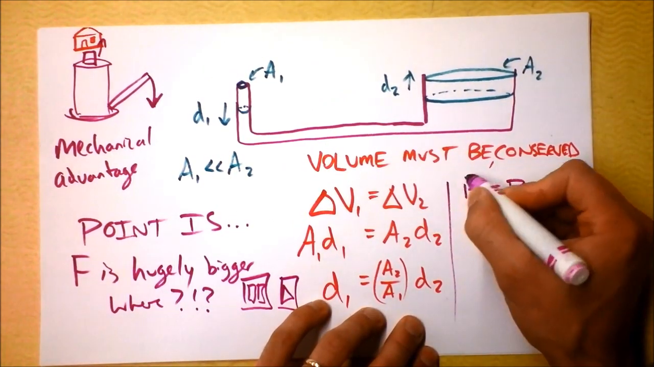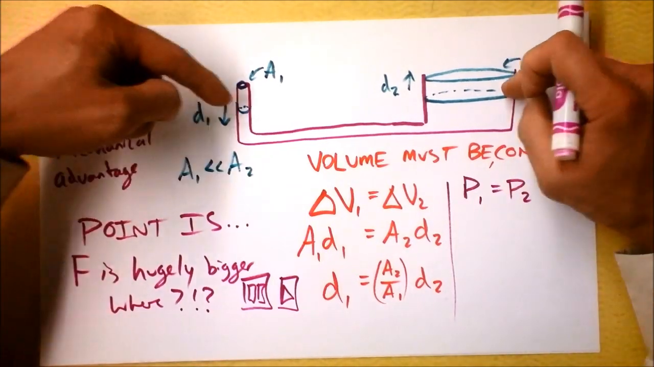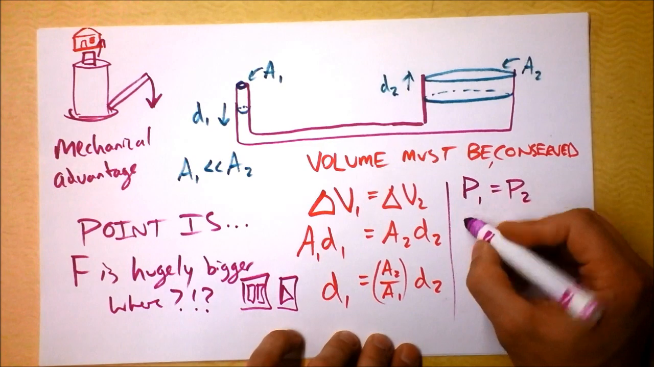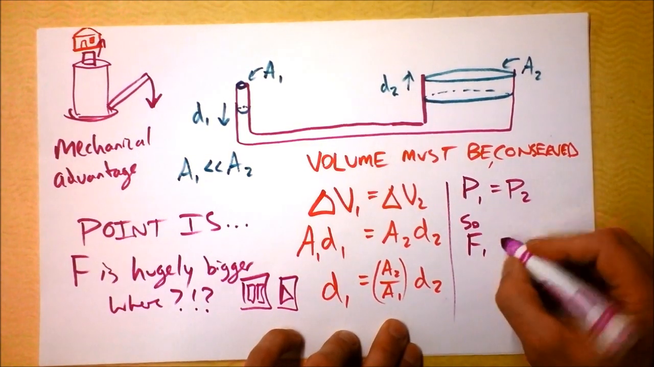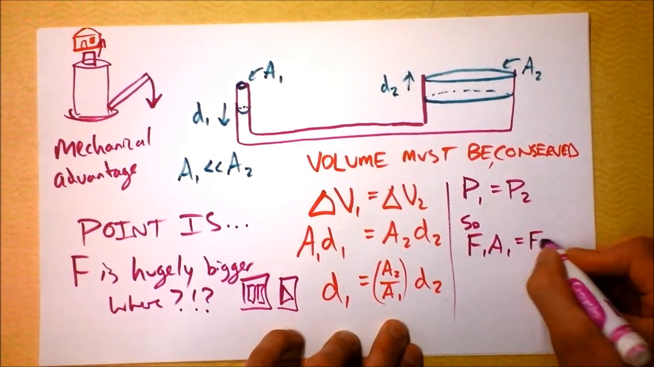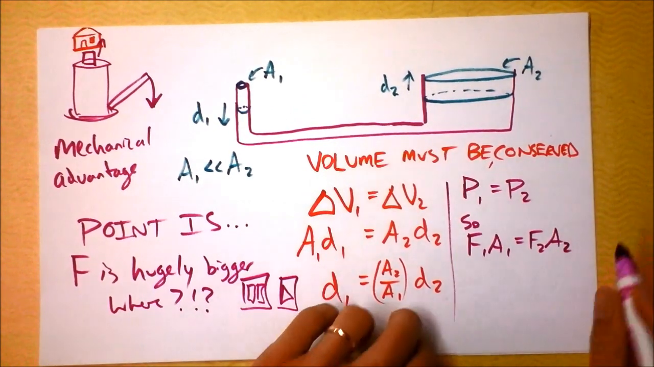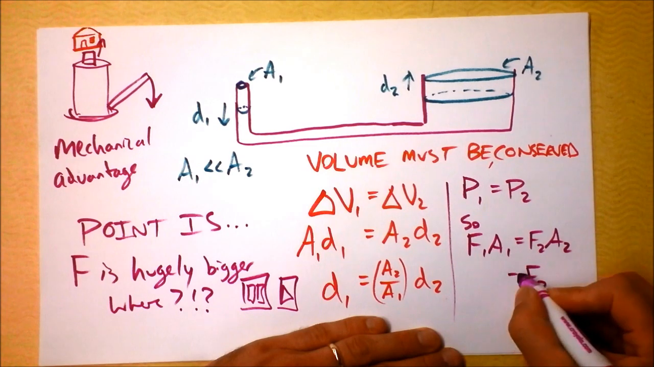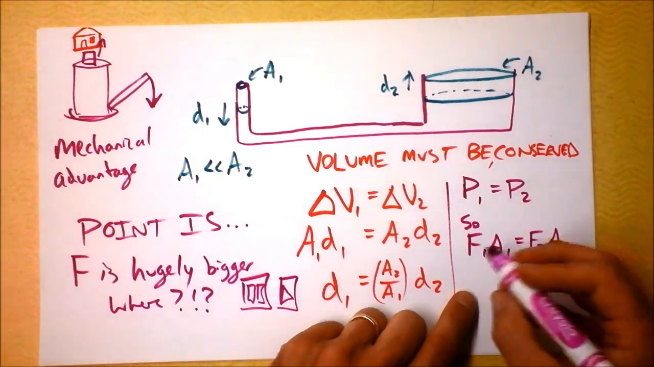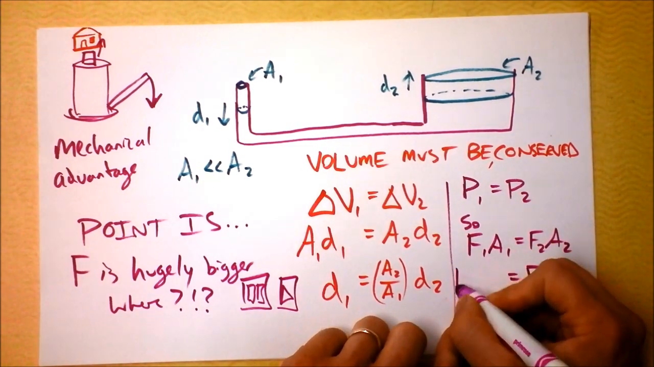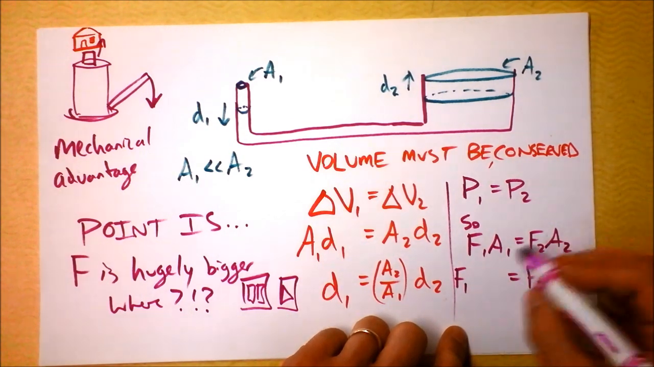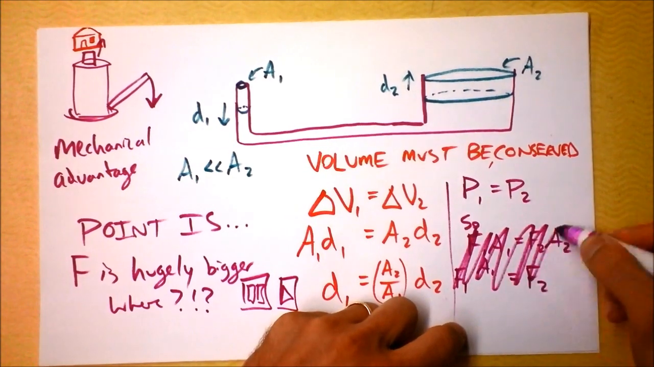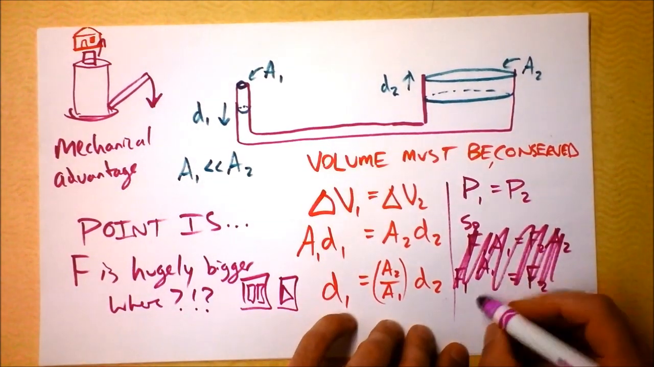P1 equals P2 because they're both the same fluid and they're at the same height, so we don't have any rho g h going on here. The pressures are equal, so the force of 1 times the area of 1 is equal to the force of 2 times the area of 2. And if I were to solve this for the force of 2, that might be the car that you're lifting up, right? Oh my goodness. Yeah, that's all wrong. So let's try this right.